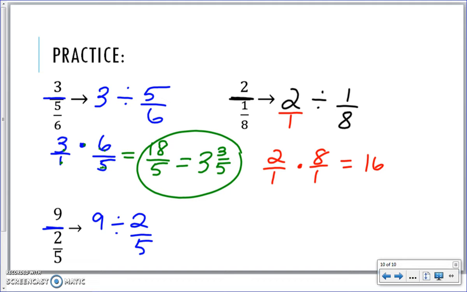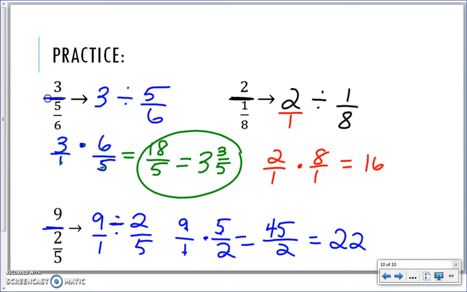So I'm going to go ahead and put that 9/1 because I just think it looks a little neater. 9/1, and the division changes to multiplication, and the 5 and the 2 switch places. They invert. And so now I just look to reduce, cross reduce. And then if there's nothing that happens, I can multiply straight across. 9 times 5, 45, and 1 times 2 is 2. Or you could say 22 and 1/2. Either way is fine. So that's it for today, dividing fractions.